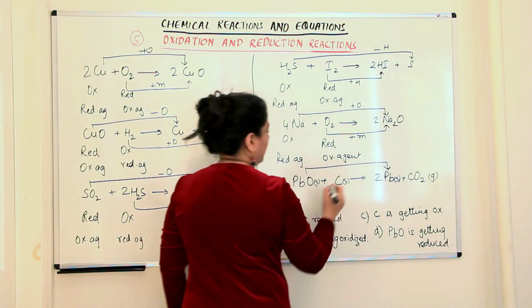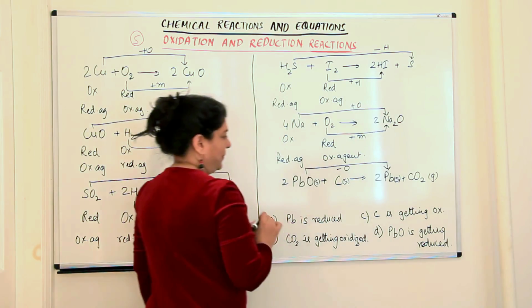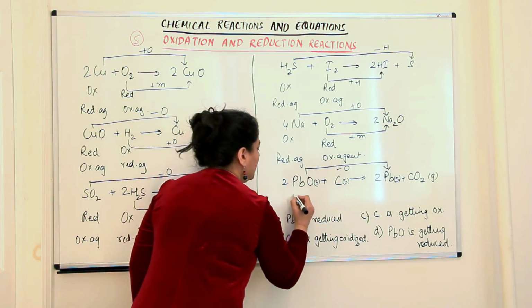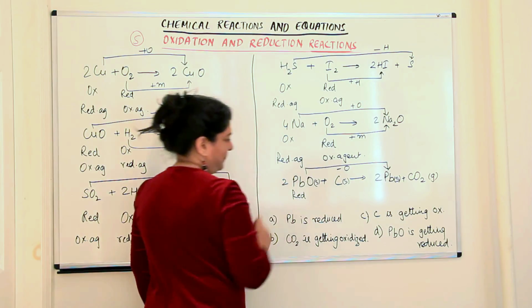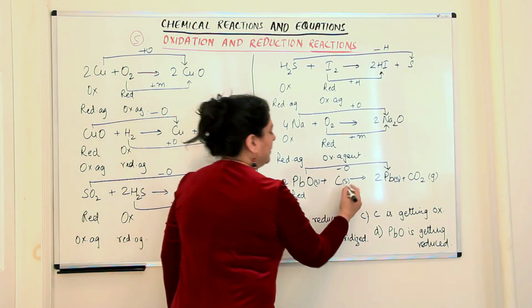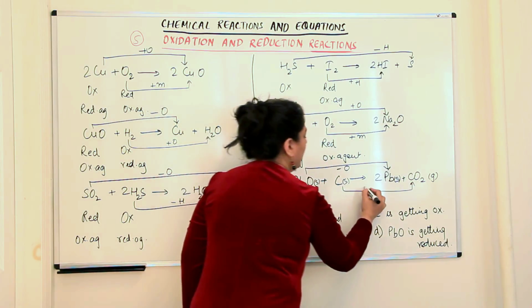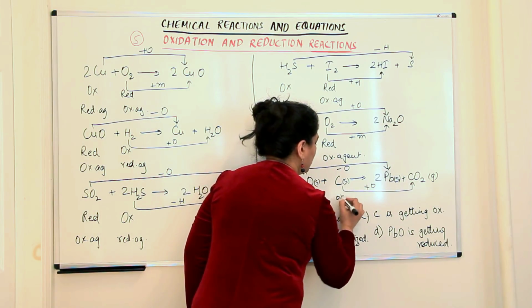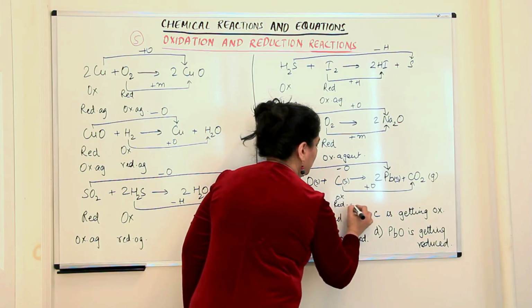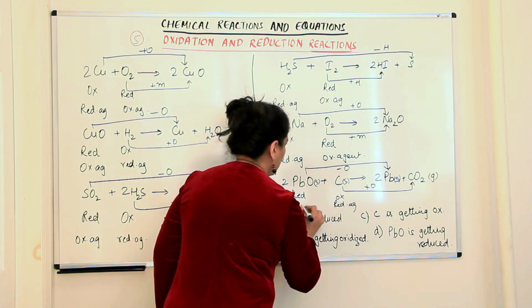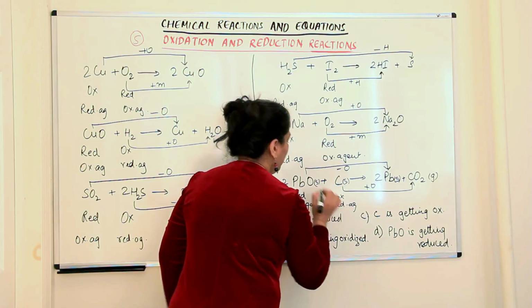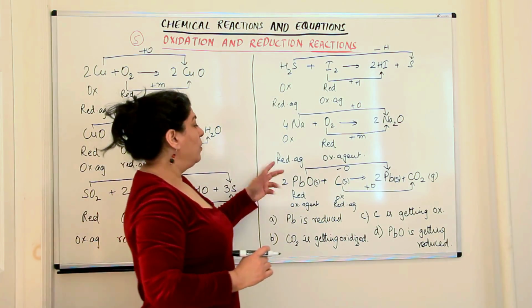So what has happened here? Oxygen is lost, right? If oxygen is lost, it means PbO is reduced. What happened to carbon? Carbon has gained the oxygen. Do you see here? It has formed carbon dioxide. So addition of oxygen is oxidation. So this is the reducing agent, and this is the oxidizing agent. This is the first thing that you should do when you get a chemical equation. Now, what is the question?